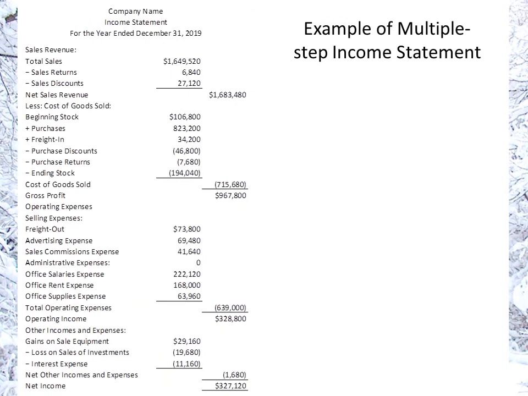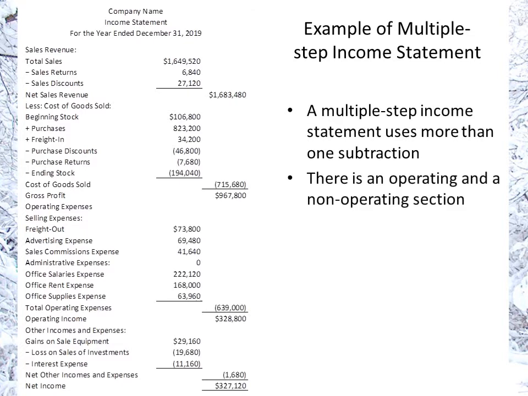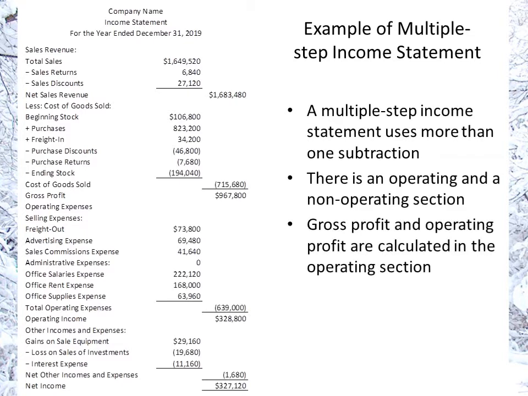Now, in this case of a multi-step or multiple-step income statement, you'll notice it uses more than one subtraction. There's an operating section and a non-operating section, and almost always you'll run into the gross profit and the operating profit calculated in the operating section.